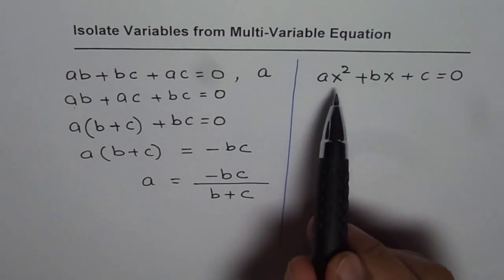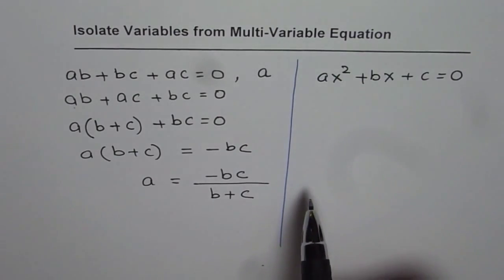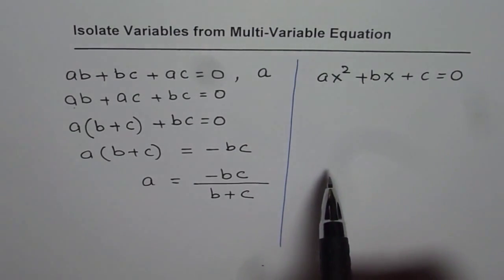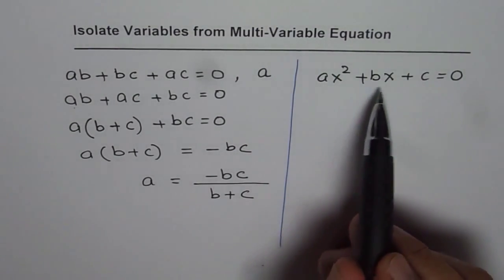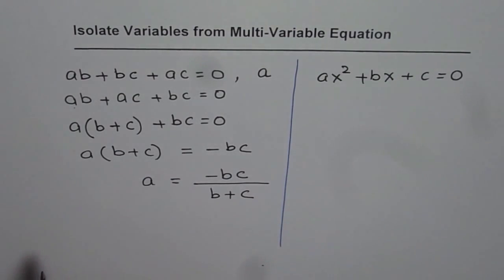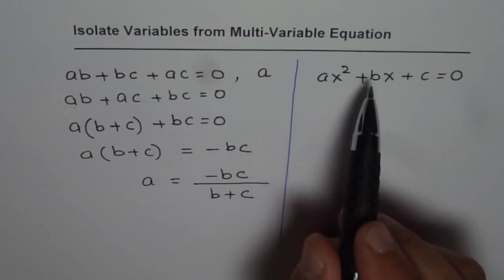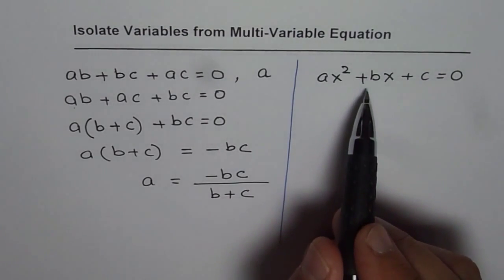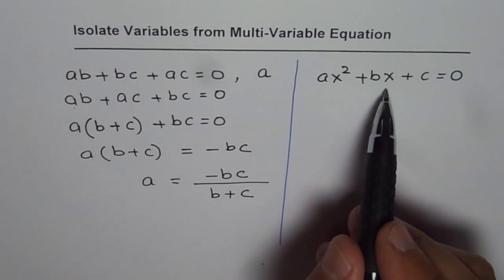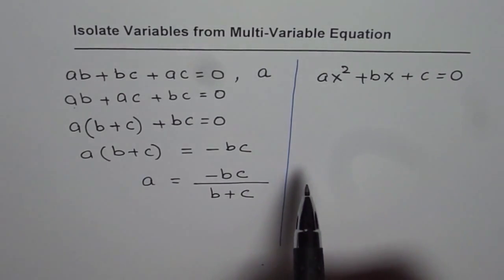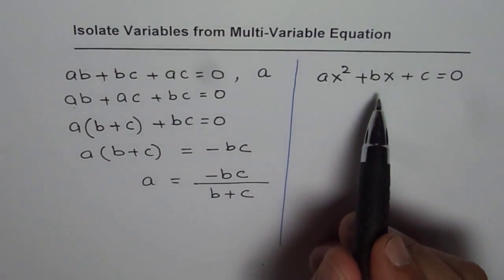As you see, x is in two terms, right? And we need to isolate x. The way to do it is somehow get a factor like this. Some of you who know completing the squares can easily do it. So let's do completing the squares to solve this equation for x. Isolating also means solving equation for the variable.